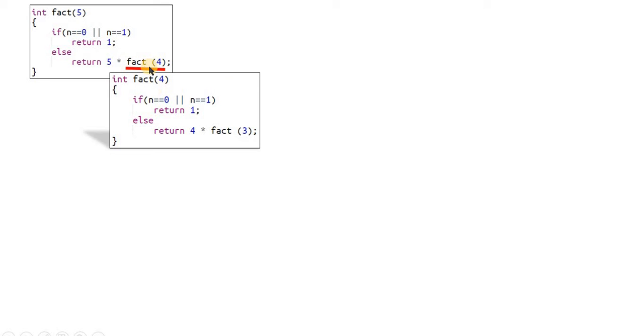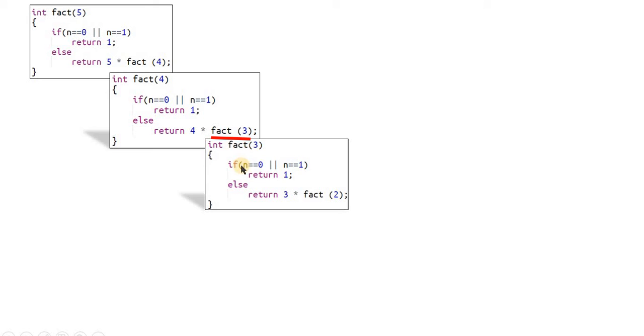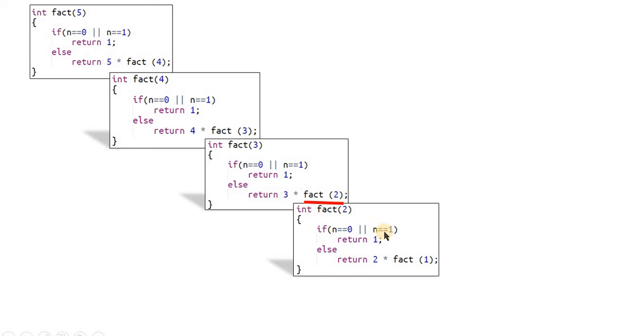So now as a result of this expression, fact of 4 will be called. Once again this condition is false. n is neither 0 nor 1. Therefore, fact of 4 is going to return 4 into fact of 3. Fact of 3 is unknown, so it makes a call to fact of 3. Once again, n is not 0, n is not 1. Therefore, it will return 3 into fact of 2. Fact of 2 is unknown, hence a call to fact of 2 is made.